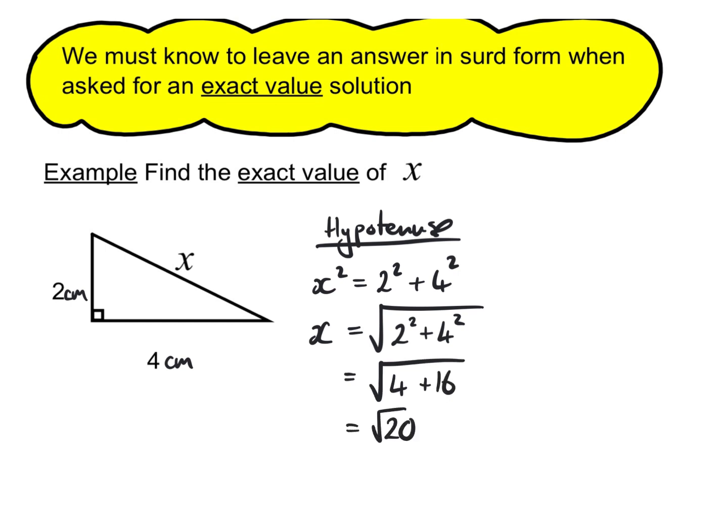The one thing I should do, though, is try and check that the surd part here can't be simplified any further. Now, root 20 can be simplified. The square number that goes into 20 is 4. 4 times 5 is 20. So I can actually put that as root 4 root 5, which is just 2 root 5 centimetres. So this value here, rather than typing root 20 into my calculator and rounding it to a number of decimal places, I'm leaving it in that surd form because I want an exact value solution.